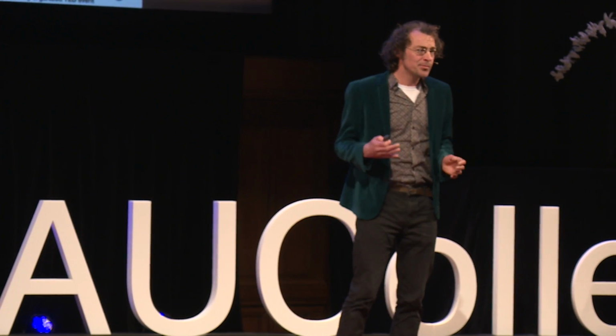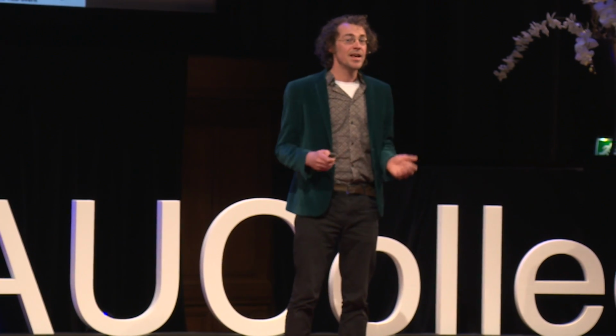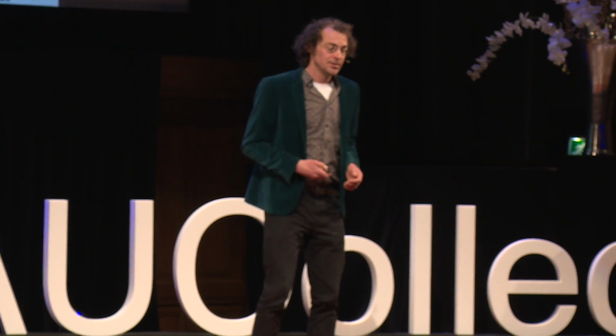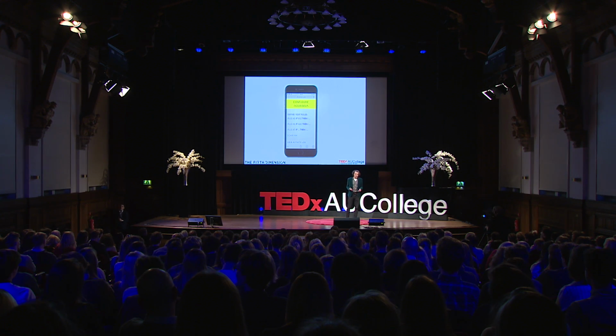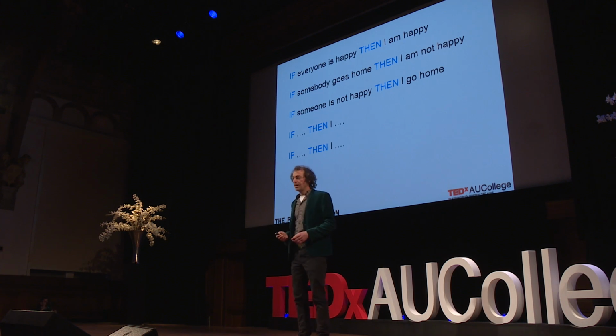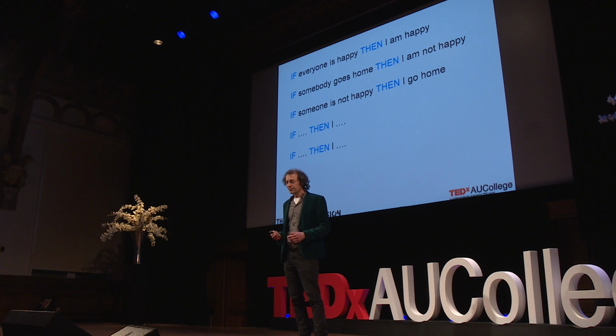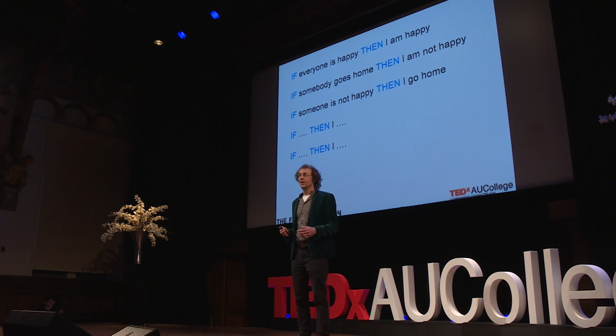You could create an app that defines for you what to say. You could write your own if this, then that rules. You can configure yourself with your mobile phone. You know, with just a few basic rules, you can already define, for example, how you're feeling. If everybody is happy, then I am happy. Or if somebody goes home, then I am not happy. Or if somebody is not happy, then I go home, etc.